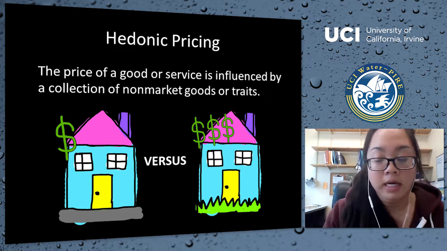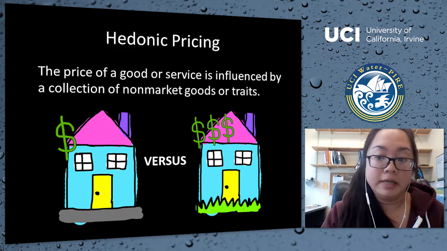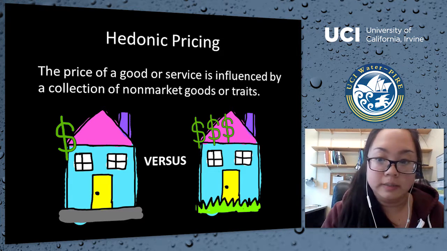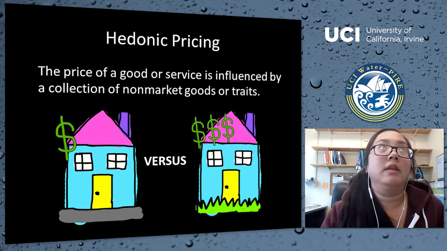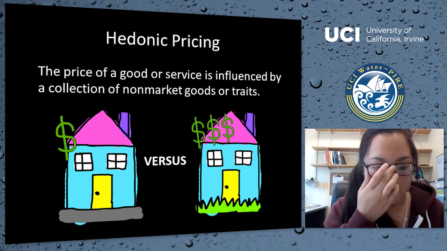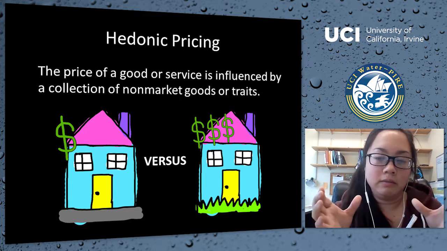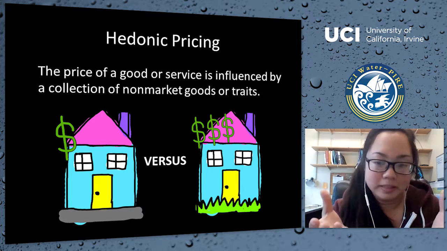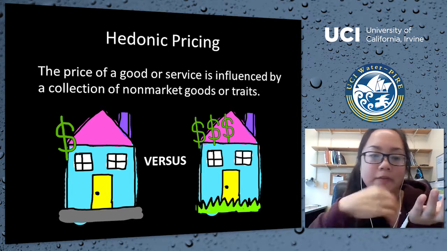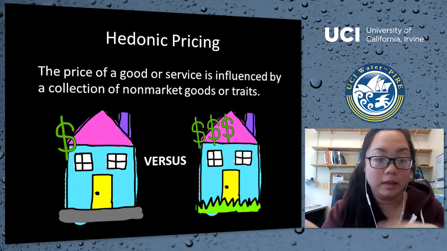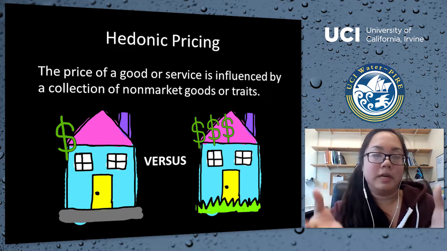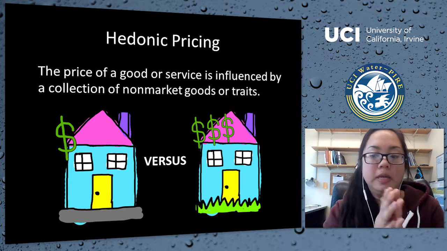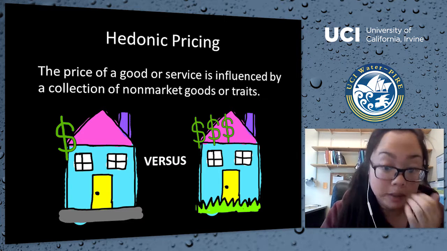Next slide. So hedonic pricing: the price of a good or service is influenced by a collection of non-market goods or traits. This is mostly used in the context of the housing market. So if I have two houses that are identical, completely the same, except one has a biofilter that provides green space outside of it, while the other one is only cement, the difference in price between those two houses would be the aesthetic value of that biofilter.